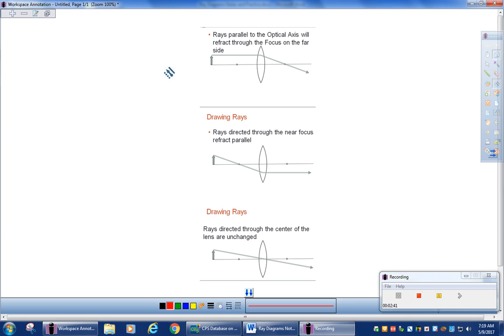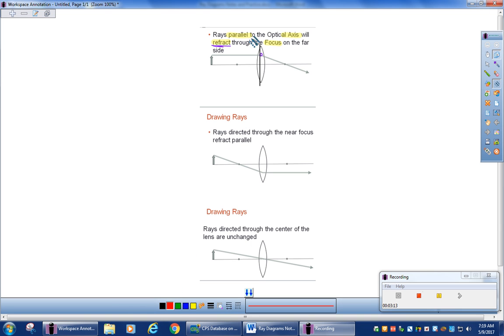So the first rule that we have is going to start out parallel to that optical axis, and then once it hits the lens, it's going to refract through the focal point. Now remember that it's the lens that causes it to refract, so this is not going to happen until it gets to that center point of the lens. Sometimes I even tell my kids to draw kind of a vertical line to represent that center point to make it easier to identify when to make all these changes start to occur.